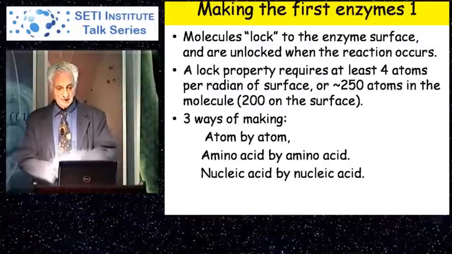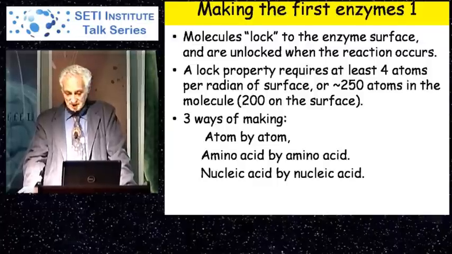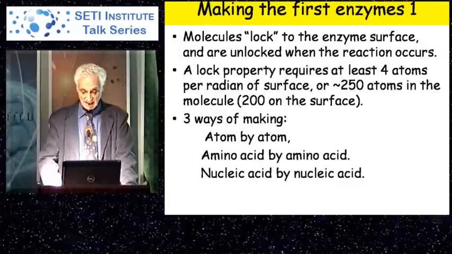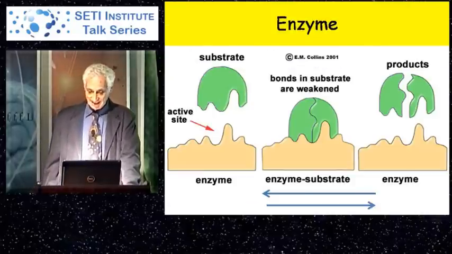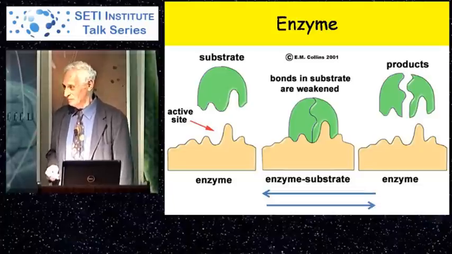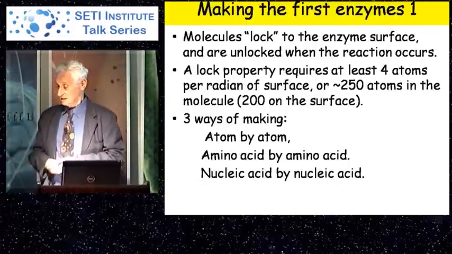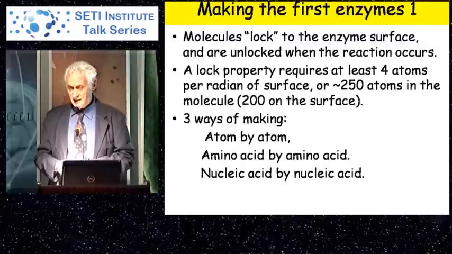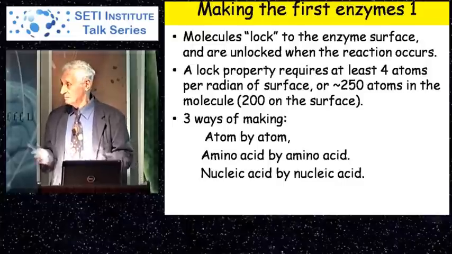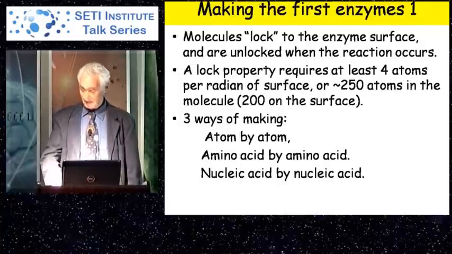So how could the first enzymes have arisen in this process? Molecules lock to the enzyme surface, and the lock property requires at least four atoms per radian of surface. If you think of a Yale key, you've got to have at least four bumps on it to make it a useful Yale key. And when you've done that, you ask, what kind of structure have you made? You find you've got something with something like 250 atoms put together, of which 200 are sitting on the surface. And there are three ways of making a structure like that. You can make it atom by atom, amino acid by amino acid, or nucleic acid by nucleic acid.